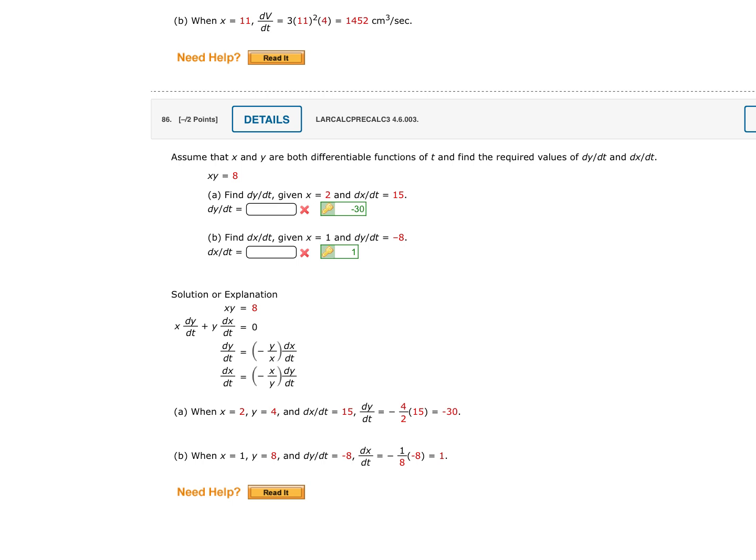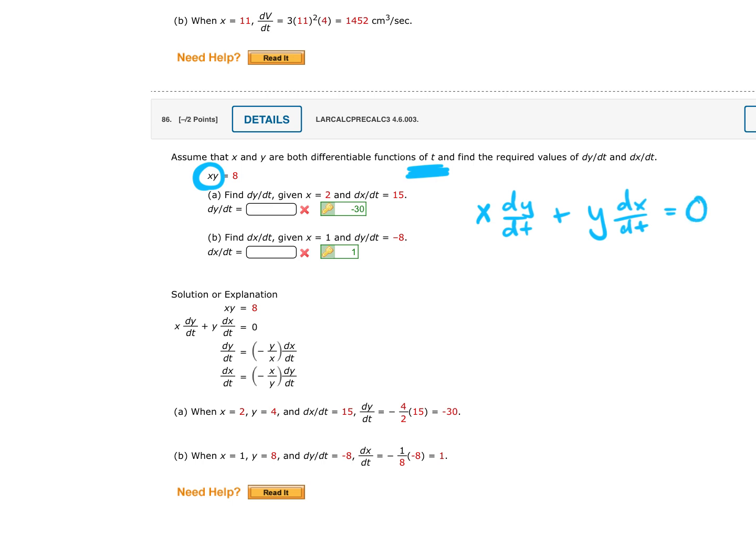For 86, when we find the derivative here, you have to use the product rule. For these questions, since we're differentiating with respect to time, we need to put the dx over dt and dy over dt. So the first would be x times the derivative of the second, which would be dy over dt. Plus the second, so y, times the derivative of the first, which would be dx over dt, is equal to the derivative of 8, which would be 0.